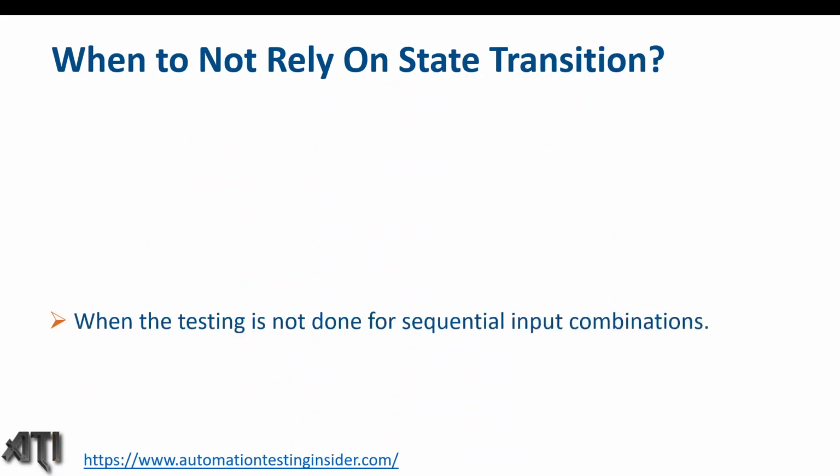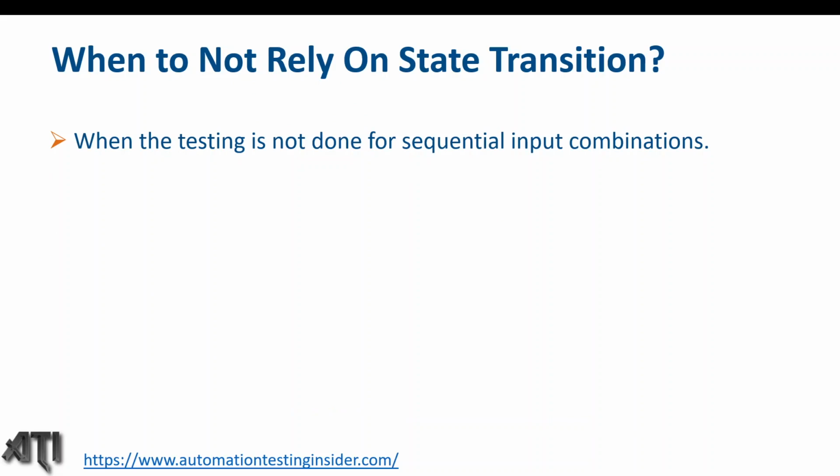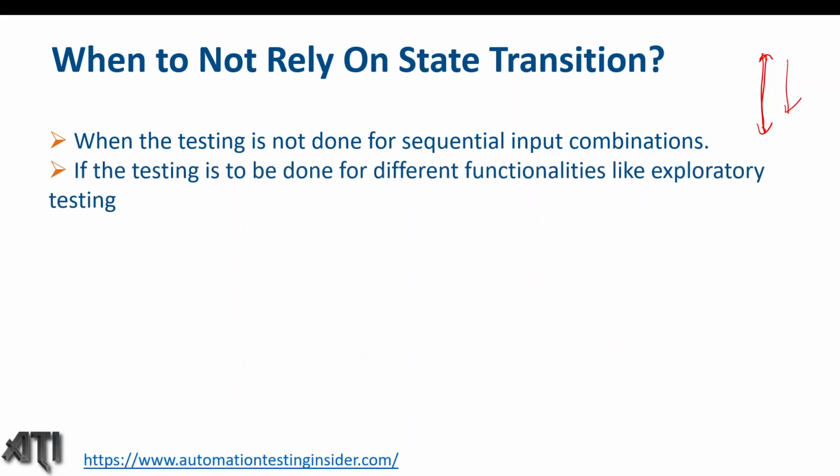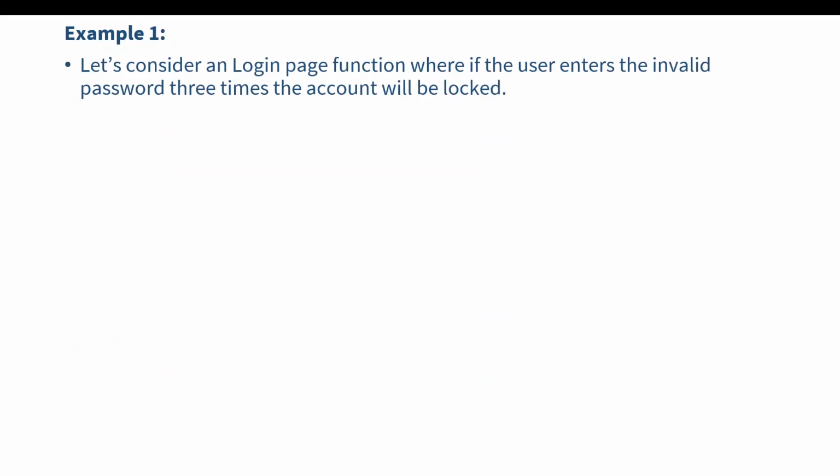When to not rely on state transition? When the testing is not done for sequential input combination. When we don't have any particular sequence, we cannot go for state transition, because in a sequence, like when we withdraw the money, this is in a particular sequence, right? When we enter the correct or incorrect password, there are certain stages or states. So this is a kind of particular sequence. So when testing is not done for sequential input combination, we cannot go for state transition. If the testing is to be done for different functionalities like exploratory testing, then we cannot go for state transition.